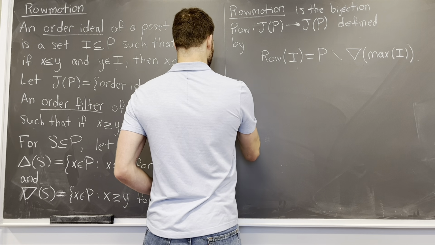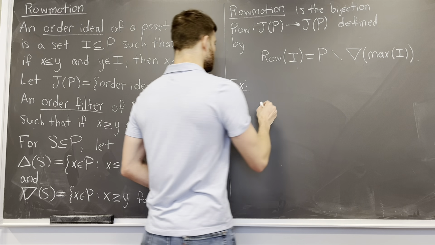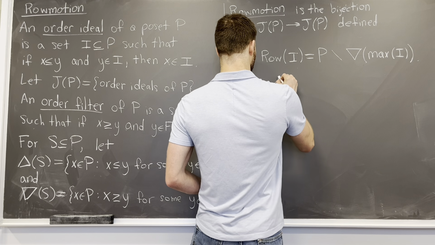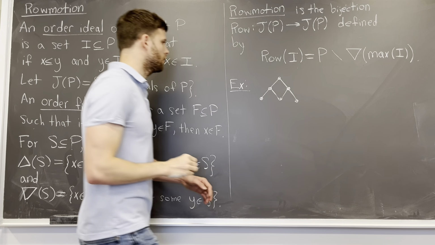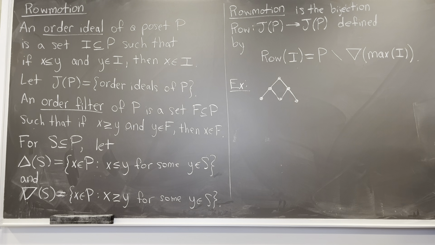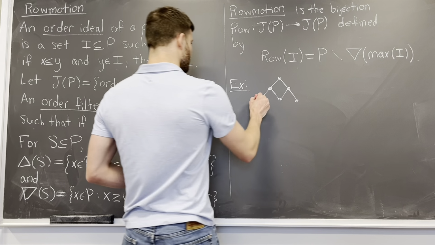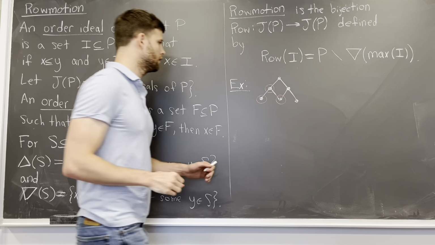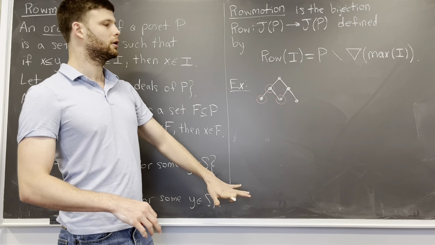And I'll give an example of this. Okay, example. So let's say I take this poset here. Okay, so it's this 6-element poset. And I want to pick an order ideal. Okay. Let's say I pick my order ideal to be these 3 elements here. Okay, so you can see this is closed downward, right? For anything in the order ideal, everything below it is also in the order ideal.